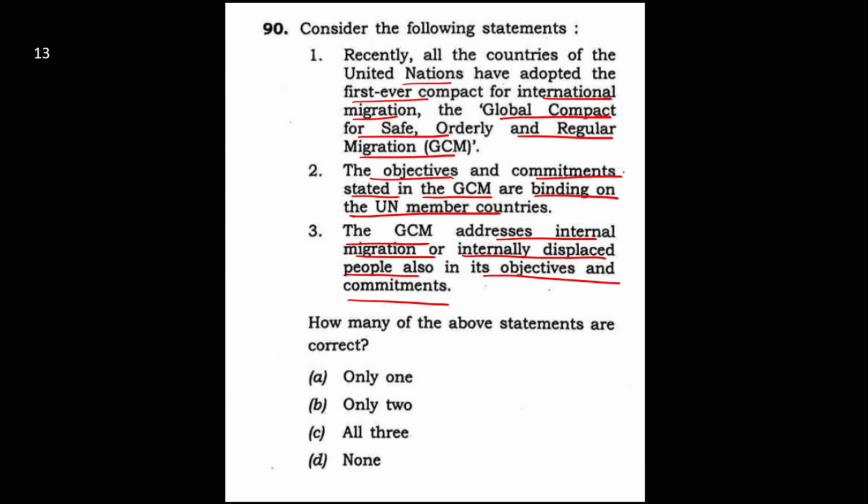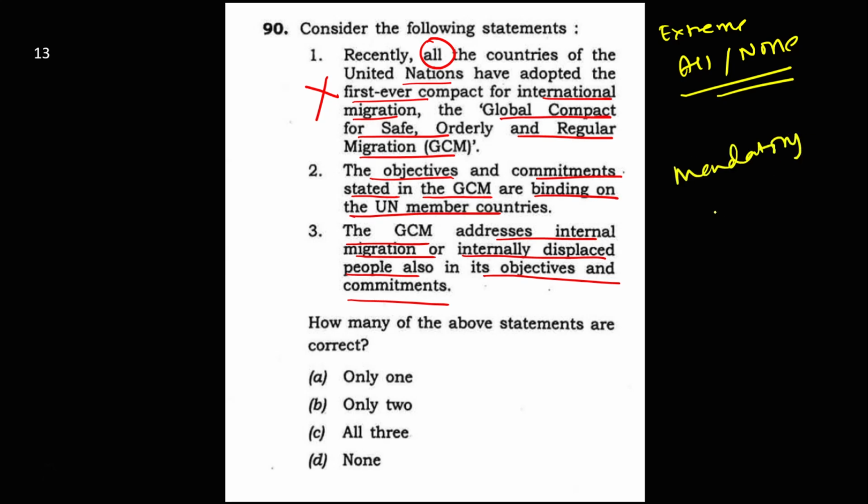Guys, one elimination technique is that wherever extreme words like all, none are used, generally those statements will be incorrect. We can see here all is used, so generally this statement will be incorrect. Again, whenever extreme words like mandatory or binding are used, those sentences will be incorrect. Here you can see the phrase is binding on UN members, so this statement is also incorrect. So we get the answer: only 1.